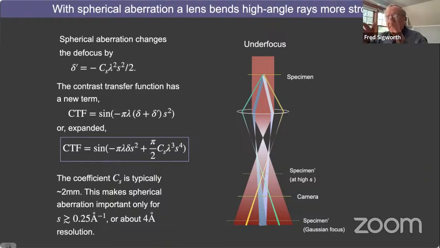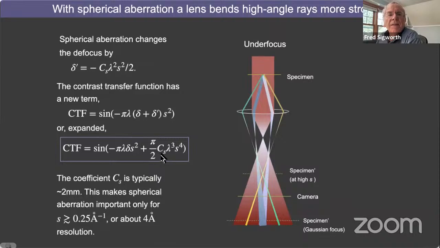So it goes as the size of this diffraction angle squared. So what we have to do is include not only our regular defocus, but this modified defocus delta prime. And if we go and work it out, it looks like this. So here is the original defocus term. It depends on the wavelength, the amount of defocus, and the spatial frequency.